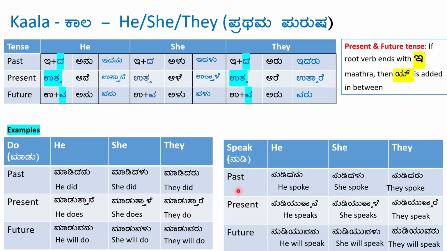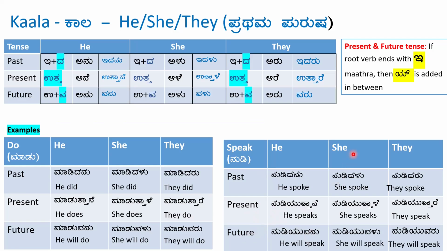Now consider one more example. The Kriya Prakriti is nudi, that means speak. If the root form of the verb ends with e matra, then in present tense and future tense, we add a letter u in between. So let's see with the example. Nudi, for a male person, the past tense will be nudidanu, present tense ನುಡಿಯುತ್ತಾನೆ, future tense ನುಡಿಯುವನು.